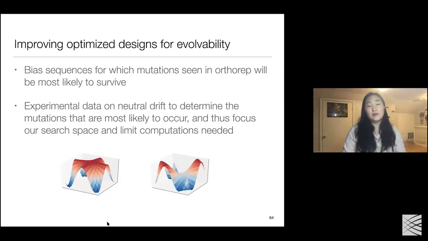So using the experimental on neutral drift will actually really help us improve these predictions, because it allows us to focus our search space in terms of the mutations that are likely to occur. And this allows us to limit the number of computations required when we look at the local fitness landscapes.